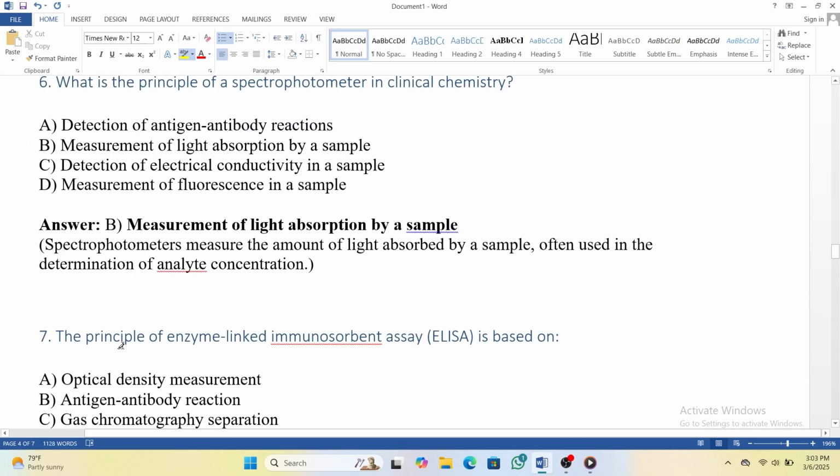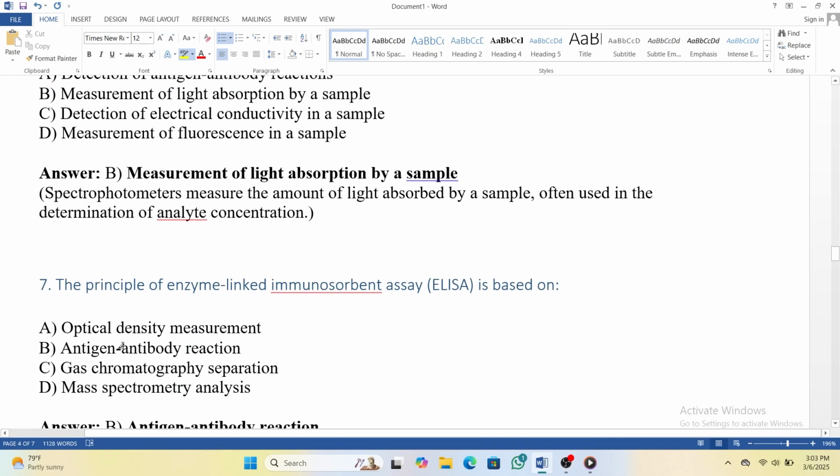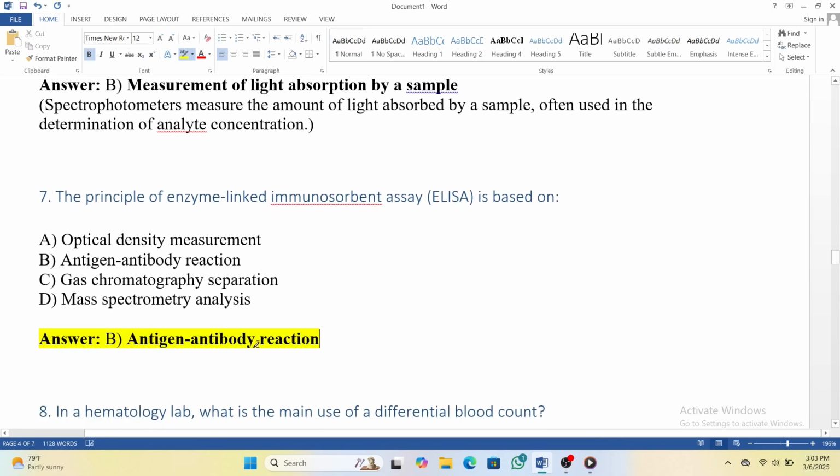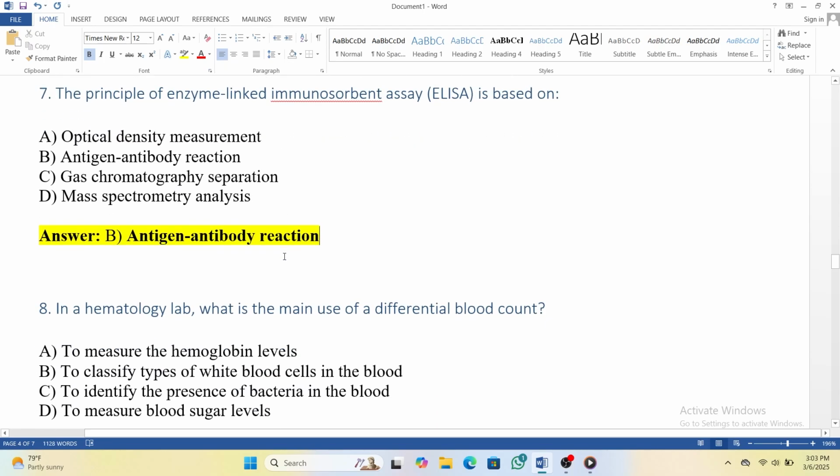7. The principle of enzyme-linked immunosorbent assay, ELISA, is based on: A. Optical density measurement. B. Antigen-antibody reaction. C. Gas chromatography separation. D. Mass spectrometry analysis. Answer: B. Antigen-antibody reaction.